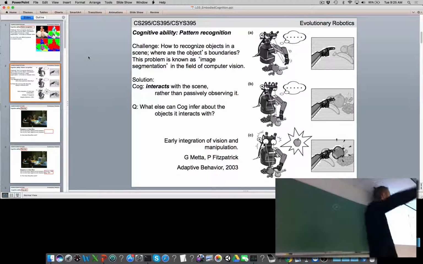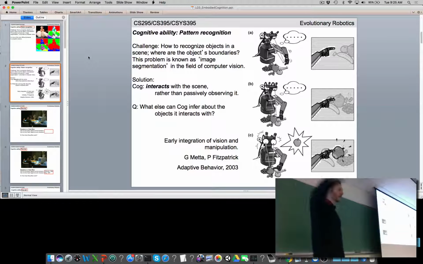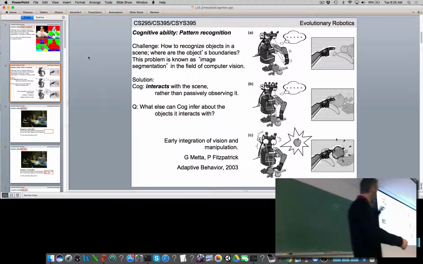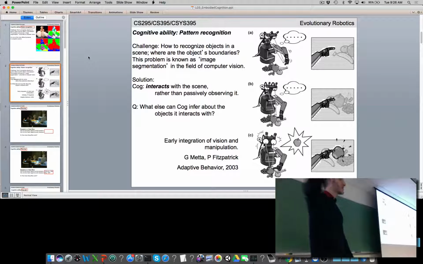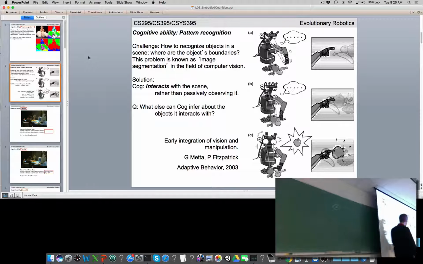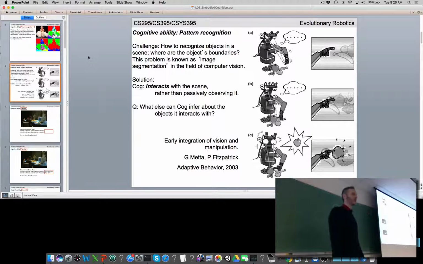Okay, so BabyBot, Cog, is playing around. There's a similar robot called BabyBot. I always get them confused. This is Cog. Cog is moving its arm around and the black blob is there. And then suddenly, the black blob changes shape. It suddenly gets much bigger. What is Cog supposed to make of this situation?